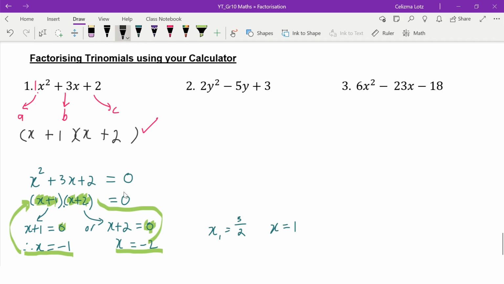Now we have to work backwards and put that into those brackets. Now, this one is a little bit trickier because we're dealing with a fraction over there. And this is where I find students mess it up a little bit, because we can't just do that.